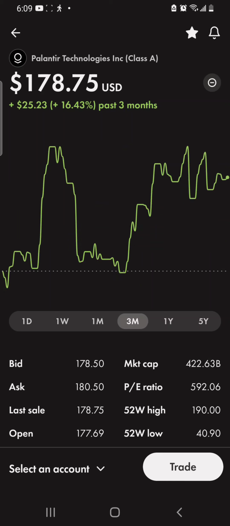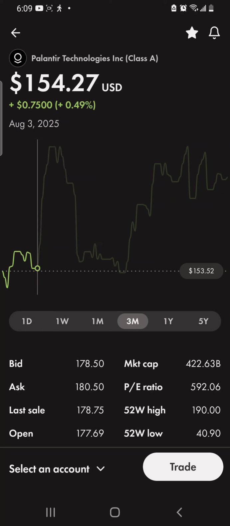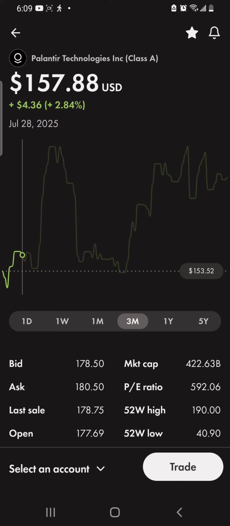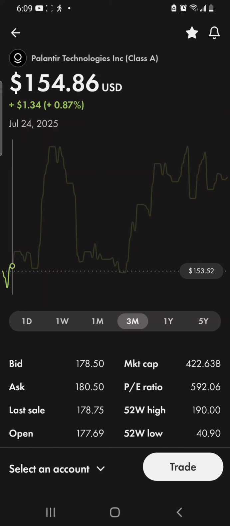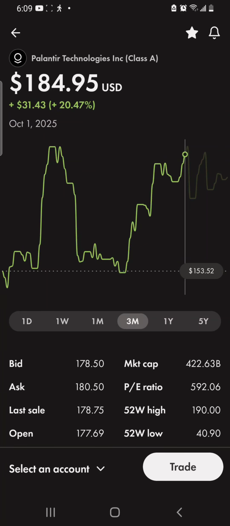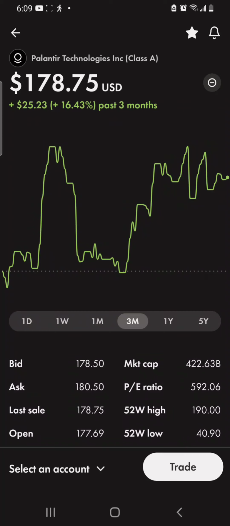Let me use a 3 months chart and see how far it goes. When it pulls back, it will probably come down to maybe $150, and then it could come down to $100. We never know how far it's going to come down.